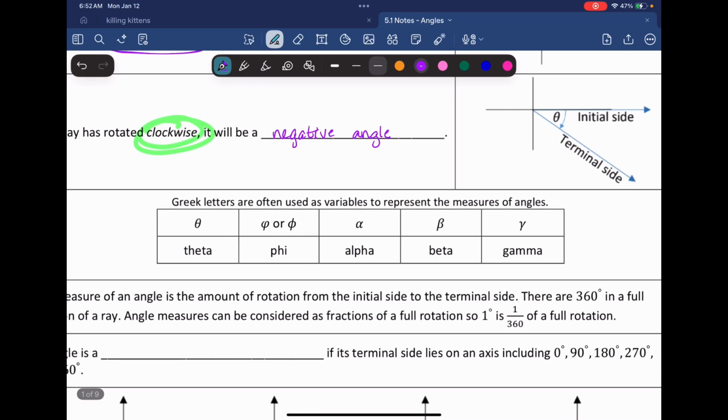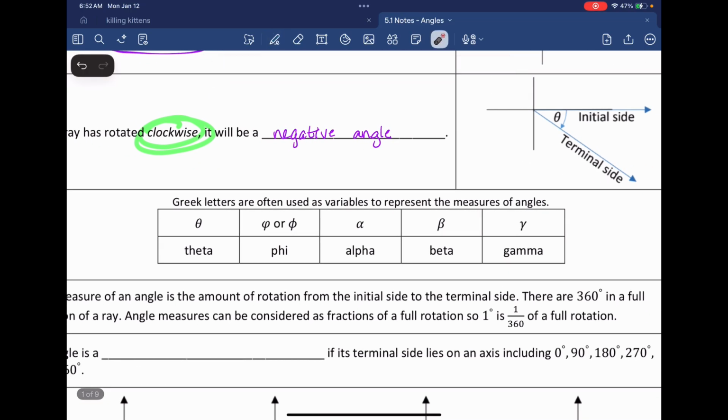We also use several different Greek letters to represent angles. This is the primary one here, theta. Phi, alpha, beta, gamma. I cannot draw this one, and I struggle with gamma, but the rest I can do.